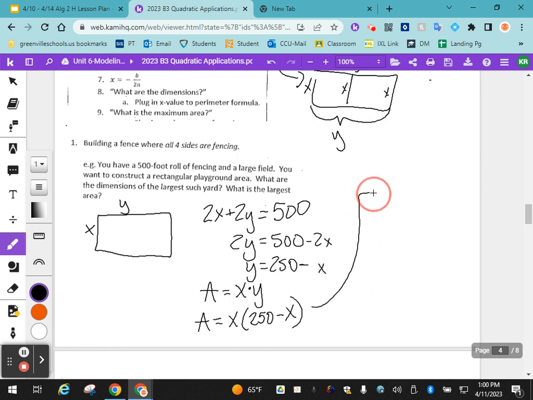So my area equation that we're going to find the maximum for is 250x minus x squared. You're going to have Desmos for this whole test. So if you want to graph it in Desmos and find the maximum, that's fine. Does it matter which way you put it? You can rewrite it.